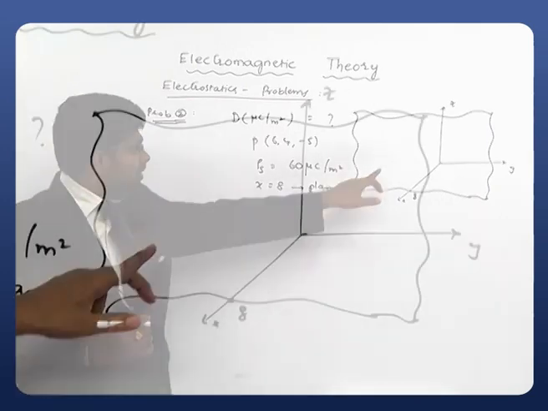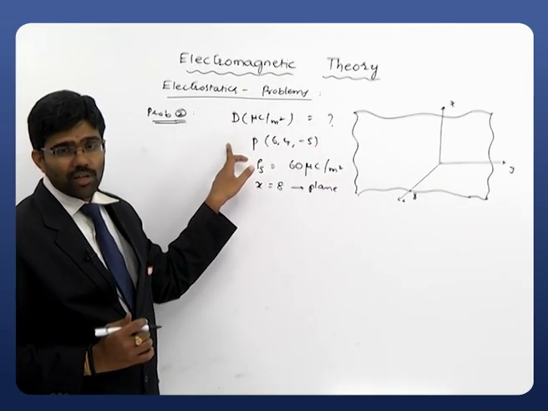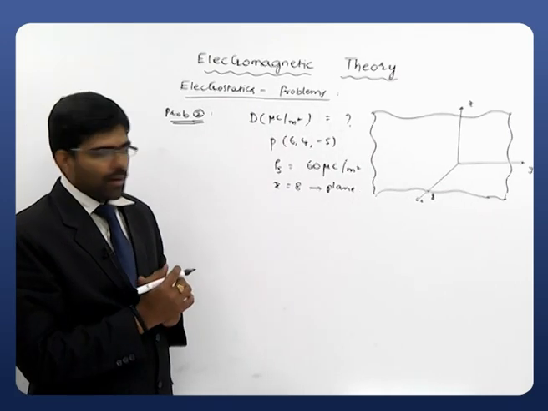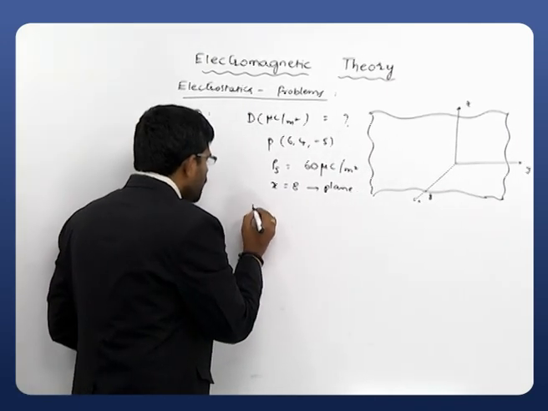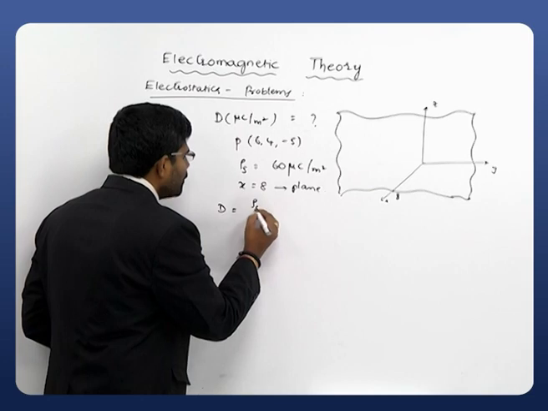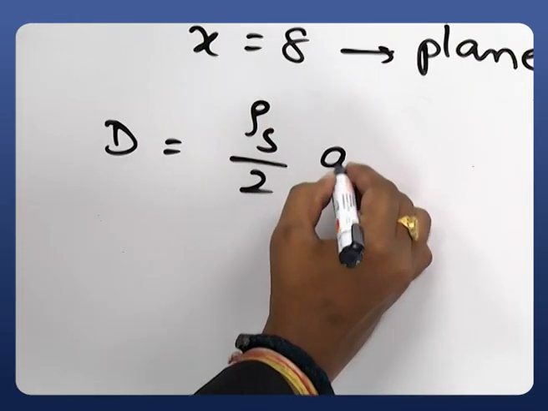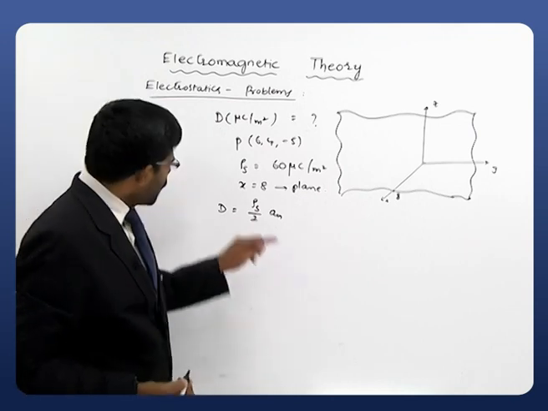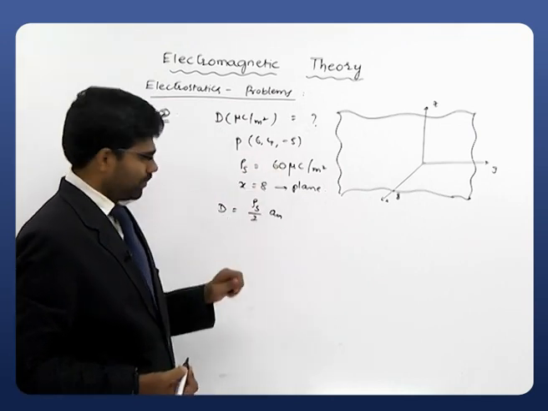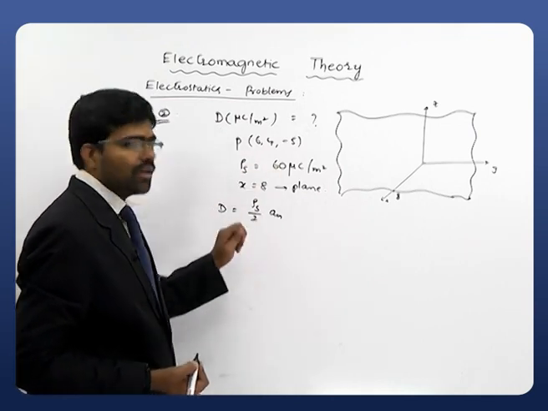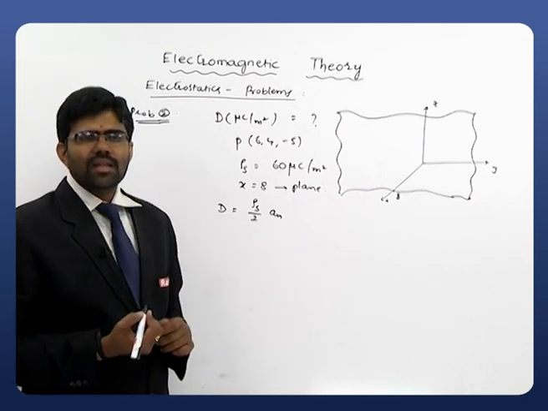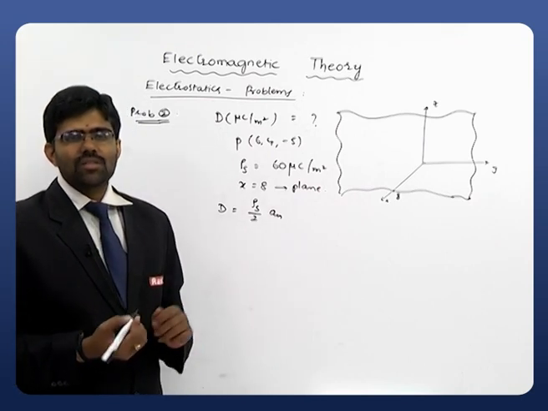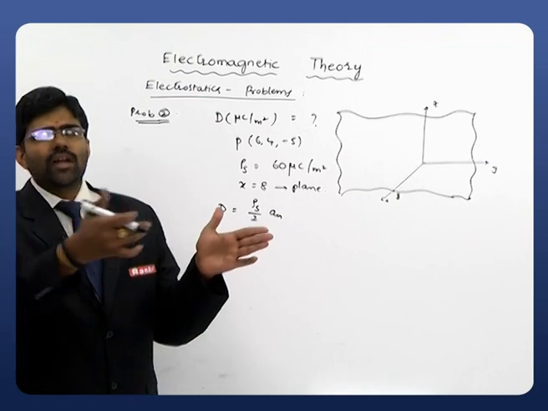Now because of this sheet, what flux density do we require? Already we have a general formula. The flux density D equals, a direct formula is there, just rho s by 2 times a_N, and the direction is normal to the sheet. Already rho s is given to us as 60 microcoulomb. So we require a_N. Now what is that a_N? A normal vector which is drawn from the sheet to the point.